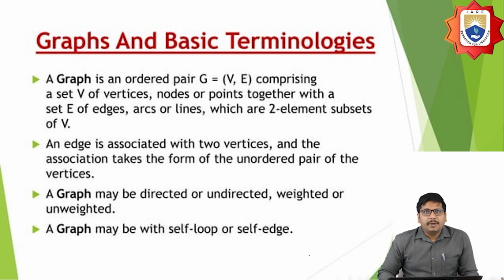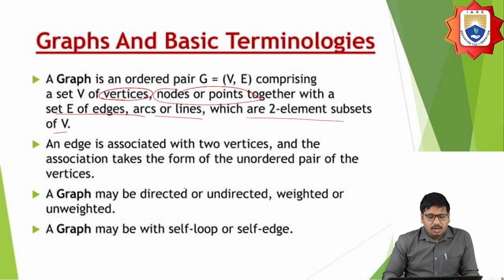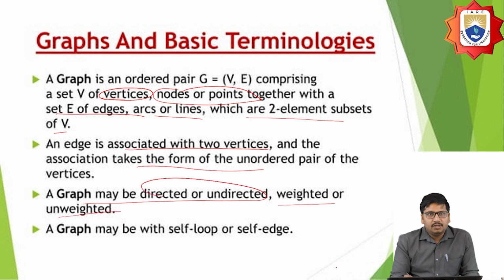So a graph is an ordered pair, which is represented as G = (V, E), comprising a set of vertices, nodes or points, together with a set of edges, arcs or lines, which are two-element subsets of V. An edge is associated with two vertices, and the association takes the form of another pair of vertices. And this graph may be directed or undirected, weighted or unweighted. A graph may also have a self loop or self edge.